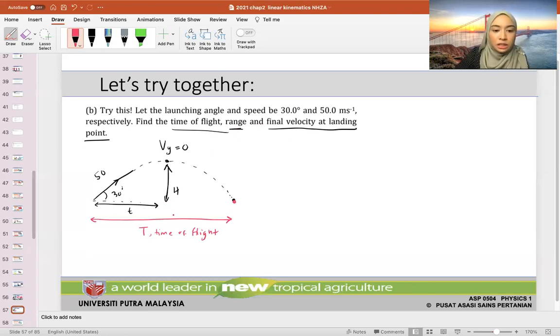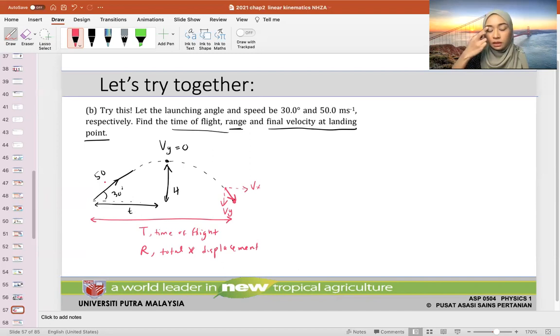Okay, time of flight and then range. What is range? Range is the X displacement. Total lah, total X displacement. Okay, sampai bila? Sampai dia terbang, sampai jatuh. And then final velocity at the landing point. So final velocity is this guy. Therefore, you need to know what is the Vx and what is the Vy at this point to find out what the V is.